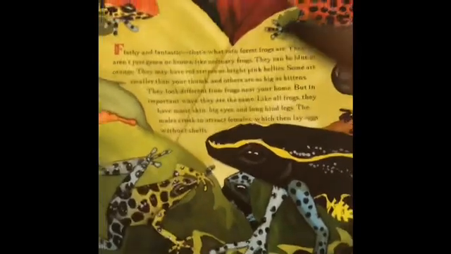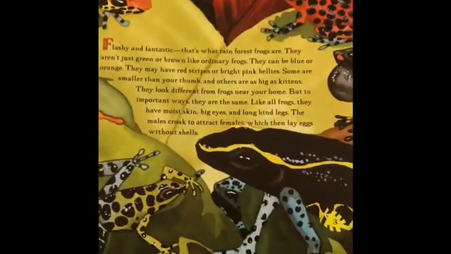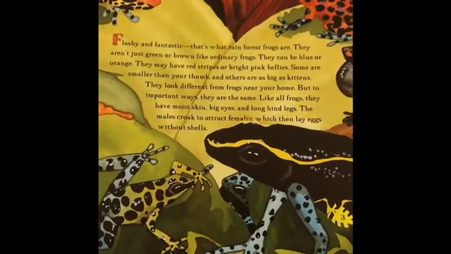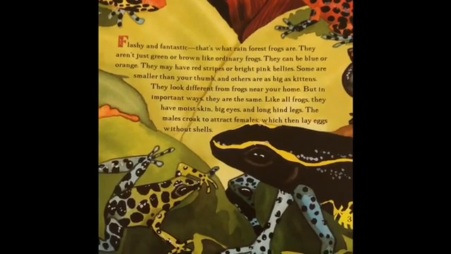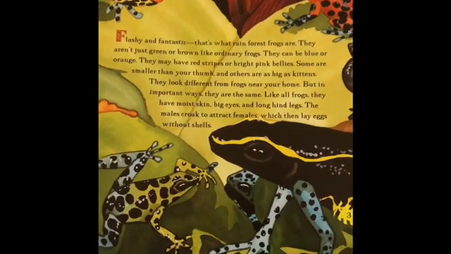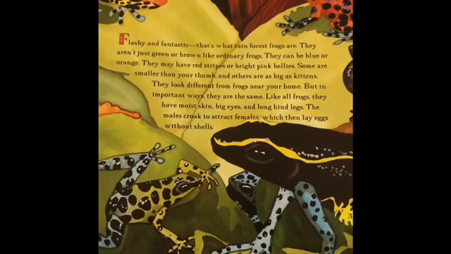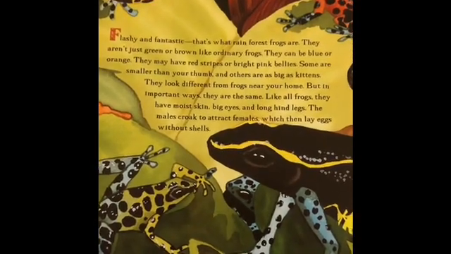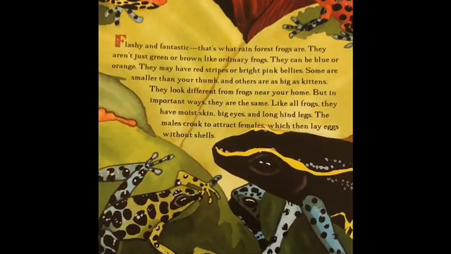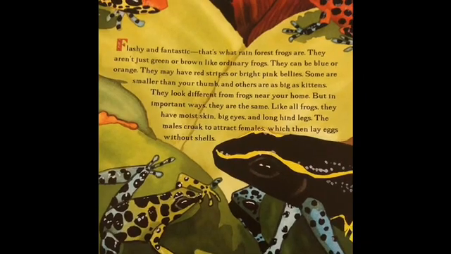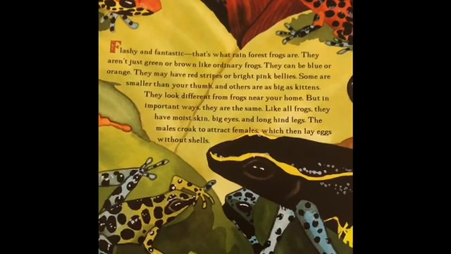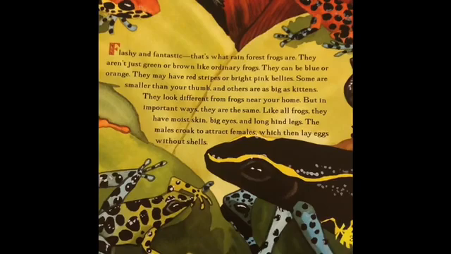Flashy and fantastic. That's what rainforest frogs are. They aren't just green or brown like ordinary frogs. They can be blue or orange. They may have red stripes or bright pink bellies. Some are smaller than your thumb, and others are as big as kittens.